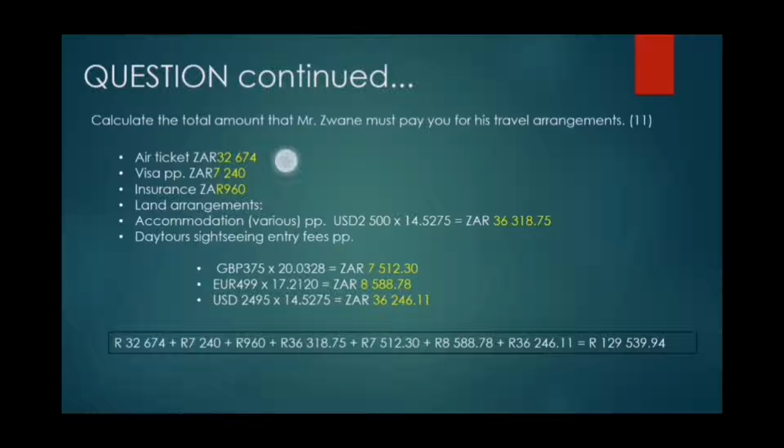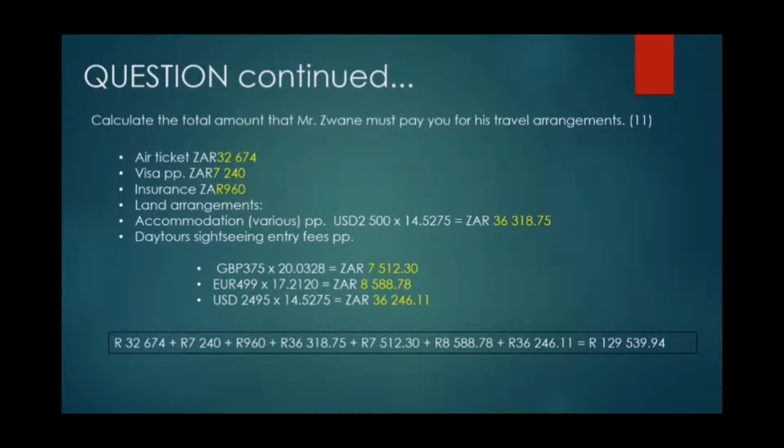So you add up the amount for your air ticket, you add up the amount for your visa, your insurance, your accommodation, the total that you get after converting into ZAR, the total that you get for your GBP, and all the other totals. You then add them up, and then they will tell you how much in total Mr. Zwane's travel arrangements are, which is 129,539 rand and 94 cents.